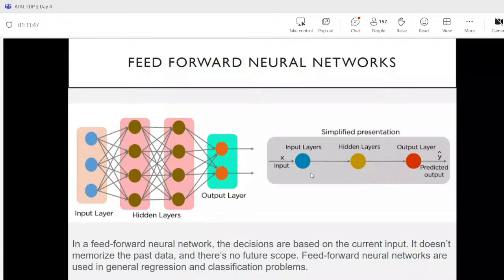The third example is machine translation. Now, I can say Google is the best example for this recurrent neural network.